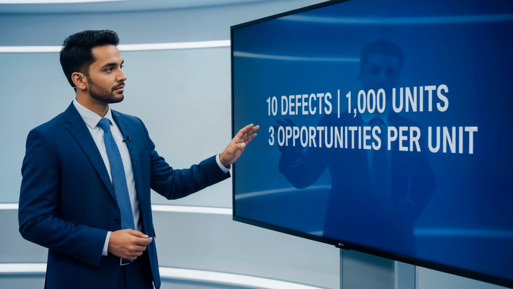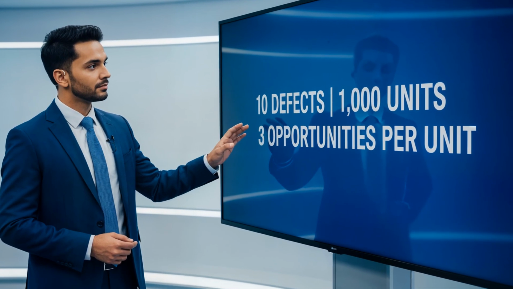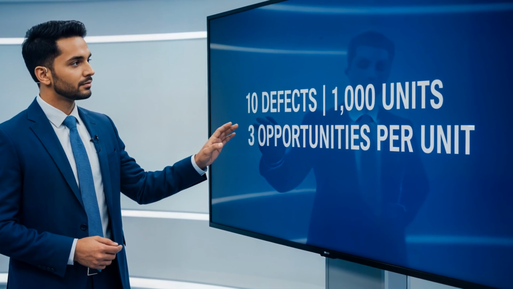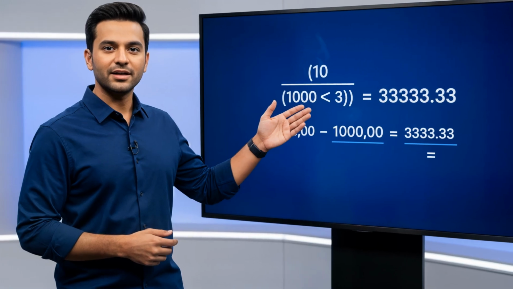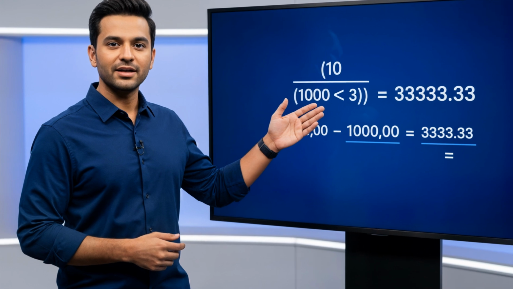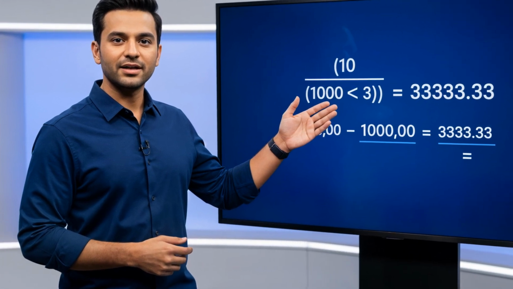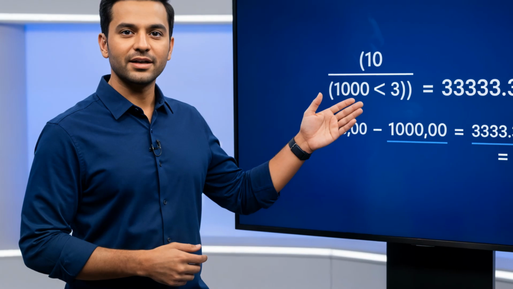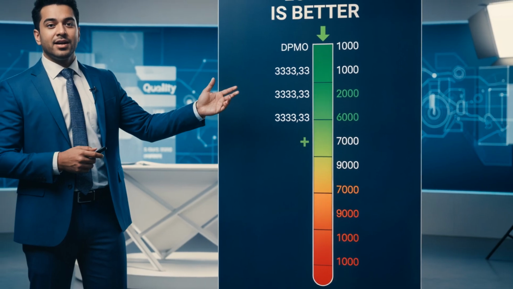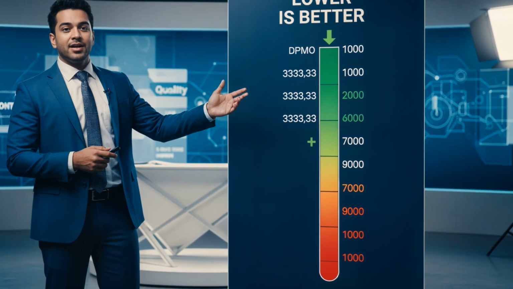Let's say we have 10 defects in 1,000 units, and each unit has 3 opportunities for defects. Plugging these numbers into our formula, we get 10 divided by 1,000 times 3 multiplied by 1 million equals 3,333.33. So our DPMO is 3,333.33. But what does this mean?